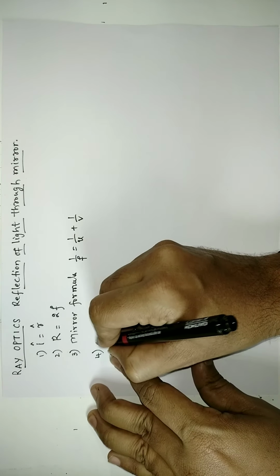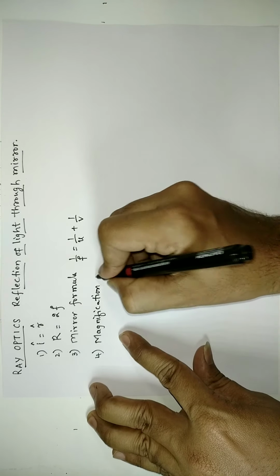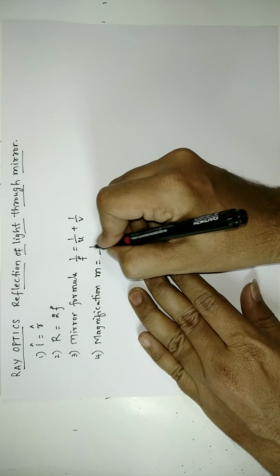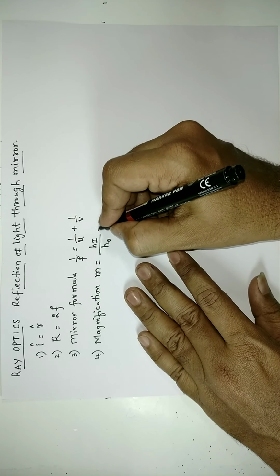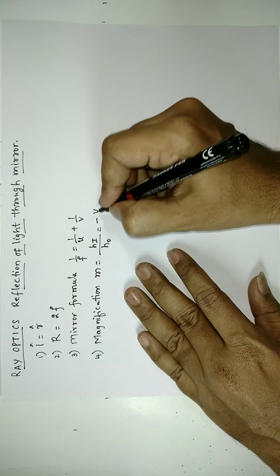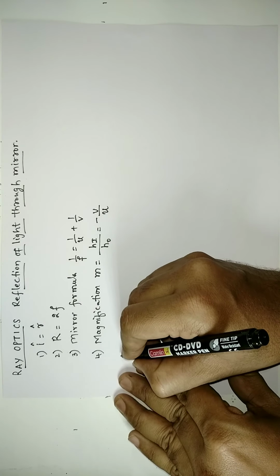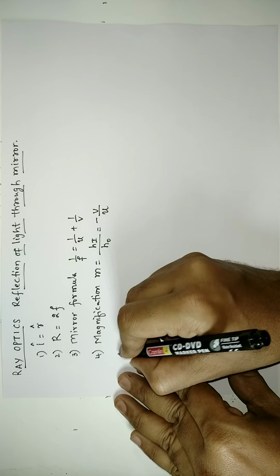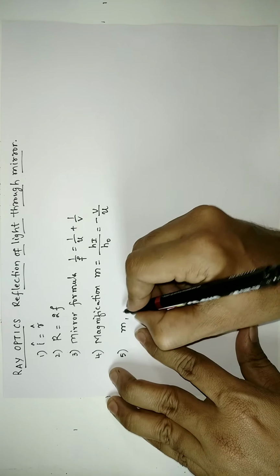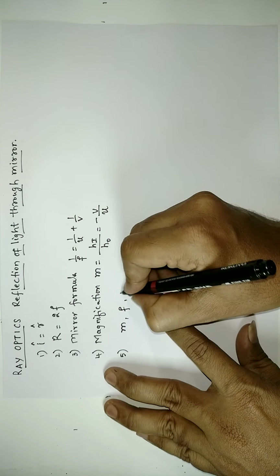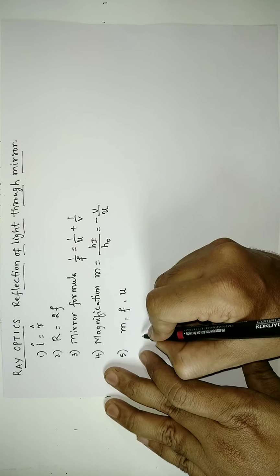Then we learnt the magnification produced by a mirror, which is the ratio of the height of the image or size of the image to the height or size of the object, and in terms of image distance and object distance, it is given by minus v over u. In addition to these relations, it also becomes convenient to know the relation between magnification produced, focal length of the given mirror and its object distance.